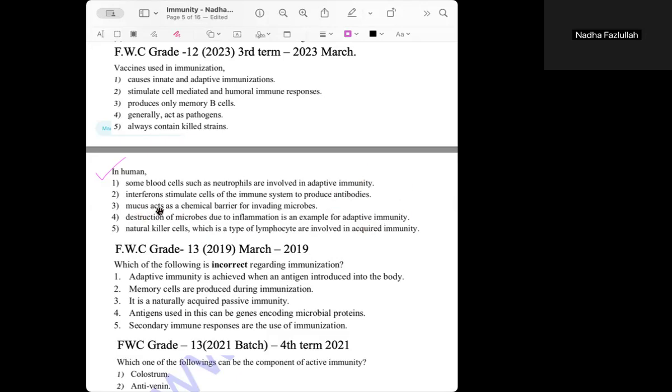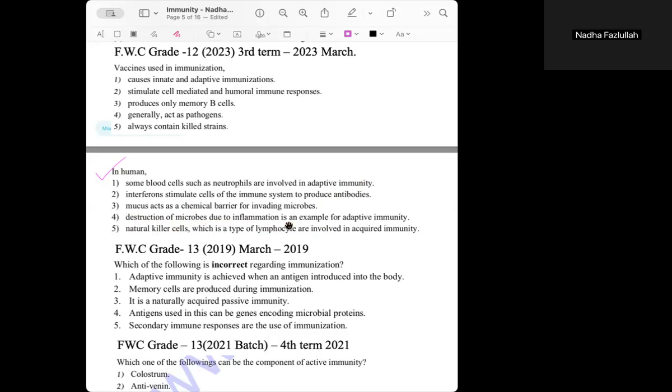No. Mucus acts as a chemical barrier for invading microbes. This is the exact point I was saying. When I was teaching you, I told you the mucous membrane provides a physical barrier. Mucus, the secretion, provides a chemical barrier. Just to be sure, let's look at the other statements as well.